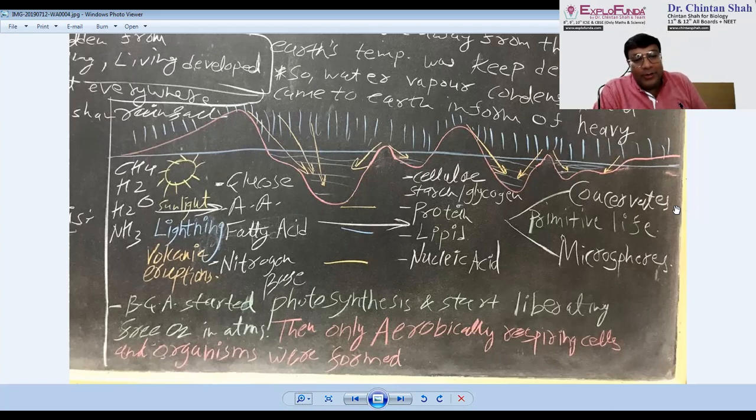So blue-green algae started photosynthesis and started liberating free oxygen into the atmosphere, and this happened for thousands of years. Then only did aerobically respiring organisms like us get the chance to survive on the earth. Only then were the aerobically respiring cells and organisms formed.